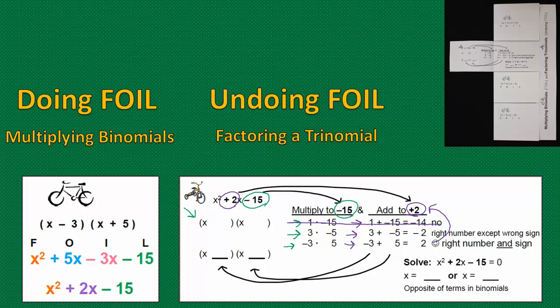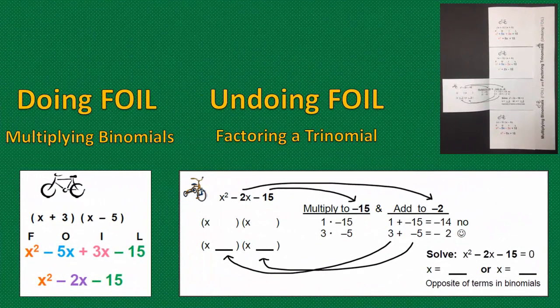We have found the two numbers that we need to finish our factoring and to put into our binomials. Notice that x minus 3 times x plus 5 is the same as what we had started out with earlier. And to finish solving it, when we make it equal to 0, they're in the right corner. We change the negative 3 to positive 3, and we change the positive 5 to negative 5.